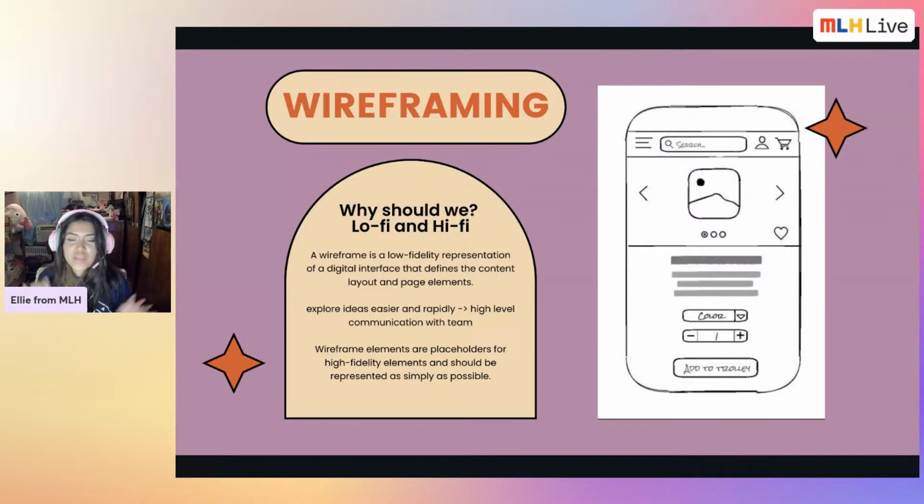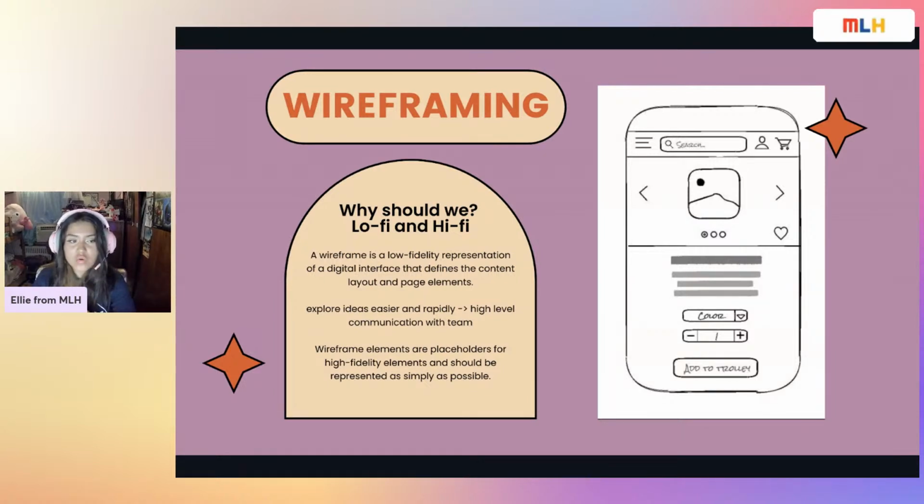So low fidelity, as you see, is basically just sketches of maybe where a picture is going to be, where the search bar is going to be, where the text is going to be, things like that. Just super simple. High fidelity is the high fidelity prototypes that you might hear of that are basically the actual app, what developers are seeing and what developers are going to be coding and copying directly from. So that's an example of what low fidelity and high fidelity mean.